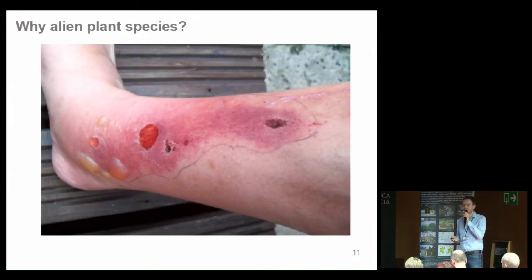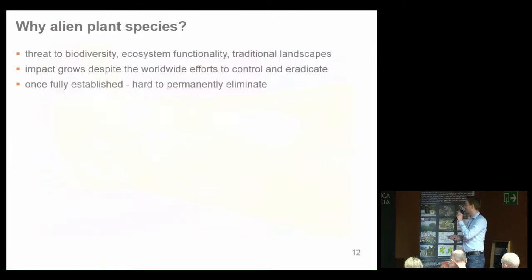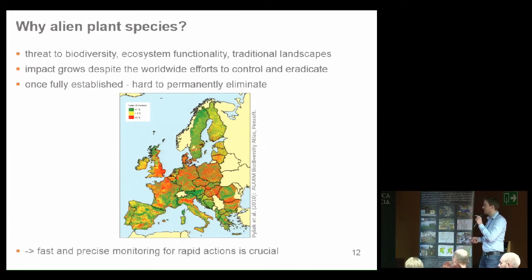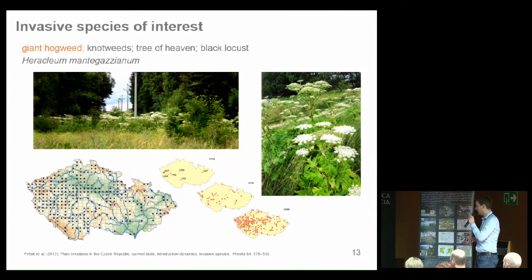Why do we want to concern ourselves with them? They are dangerous, not only to humans, but also to the landscape. As you can see, they emanate, grow and spread, and once they are there, they are very hard to fight. So we need new and effective means to monitor them at the very beginning of the infestation.